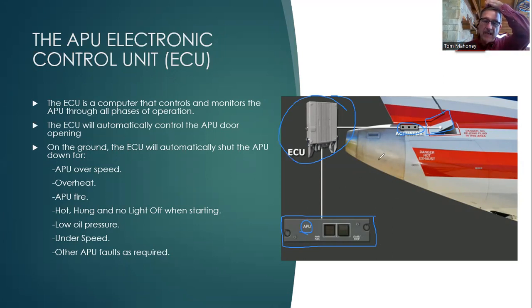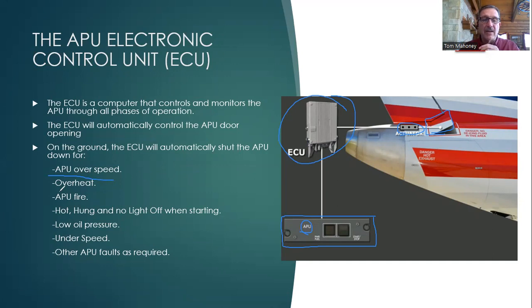All these components work together. The ECU is the brains. The ECU is the computer that controls and monitors the APU throughout all phases of operation. The ECU will automatically control the APU door opening, and on the ground, the ECU will automatically shut the APU off for these reasons. We have an APU overspeed, because we don't have thrust levers or a throttle on it. Something has to control the APU RPMs. That's what the ECU does.